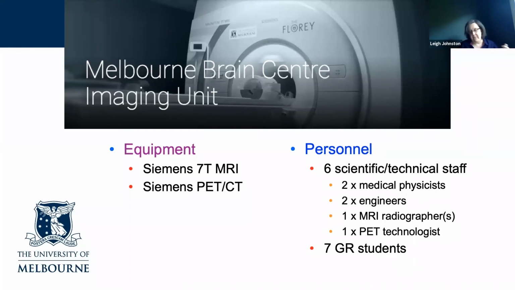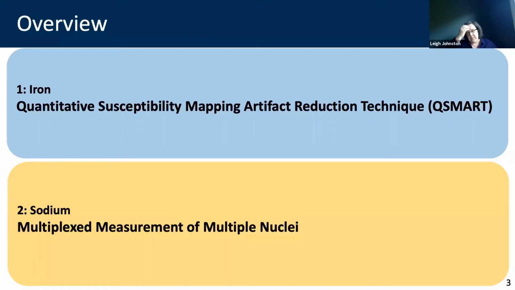And I must admit, with over 100 of them in the world, I start to think, can we really call ourselves ultra? But it is still the name that is given. So we're talking about ultra high field imaging here. I'm going to talk about 2 different areas that we work in. The first one is about imaging iron in the human brain, and the second one is about imaging sodium.